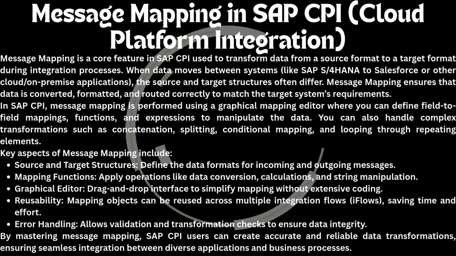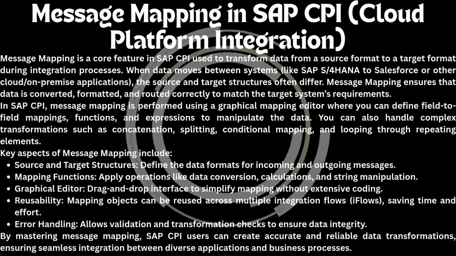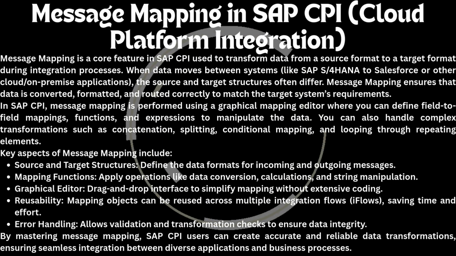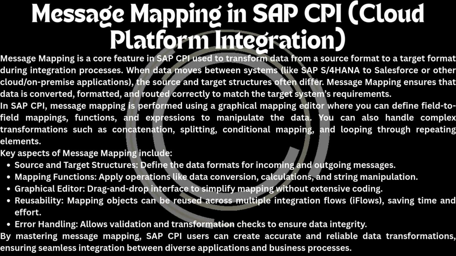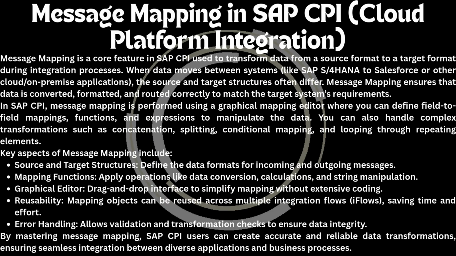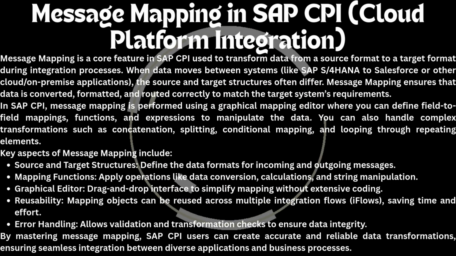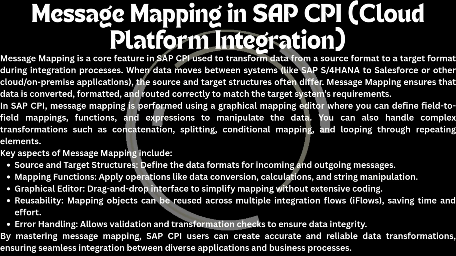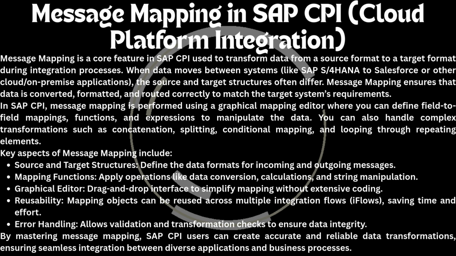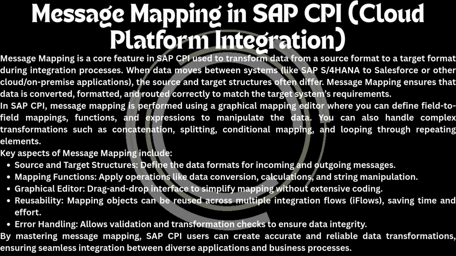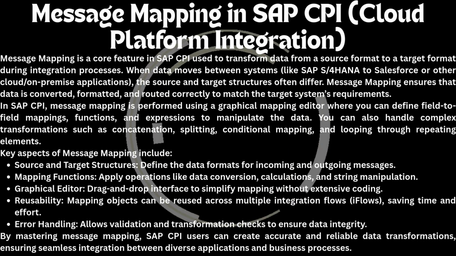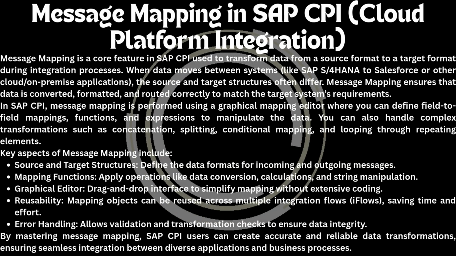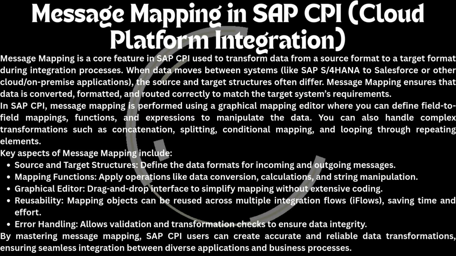Message mapping in SAP CPI Cloud Platform Integration. Message mapping is a core feature in SAP CPI used to transform data from a source format to a target format during integration processes. When data moves between systems, like SAP S/4HANA to Salesforce or other cloud, on-premise applications, the source and target structures often differ. Message mapping ensures that data is converted, formatted, and routed correctly to match the target system's requirements.